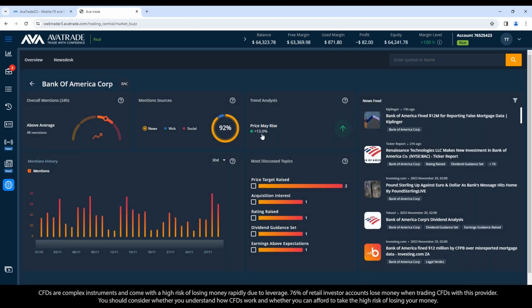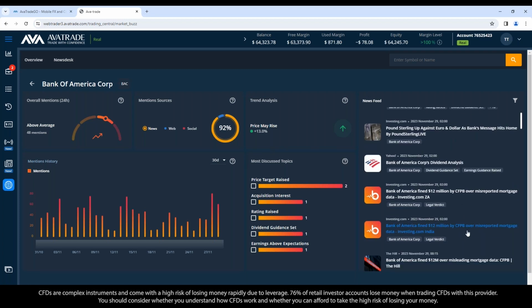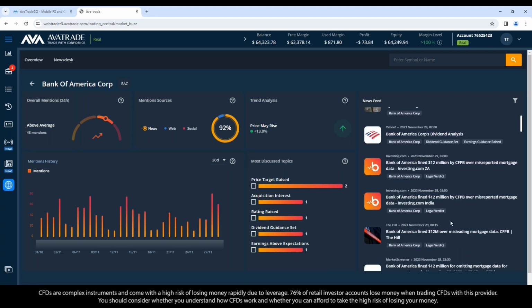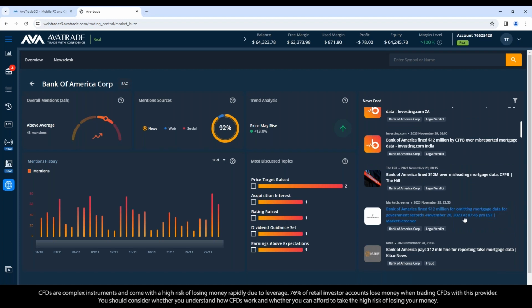Okay. Now, where's the fundamental news? It's over here. Okay, recent article that Bank of America has a fine for $12 million for reporting false mortgage data. That doesn't sound like good news, but yeah, $12 million isn't much to a company like Bank of America. But then you can scroll down and find, are there other articles about Bank of America that might be positive, that might reinforce this signal? I see, again, about the $12 million fine. It's the most recent news.